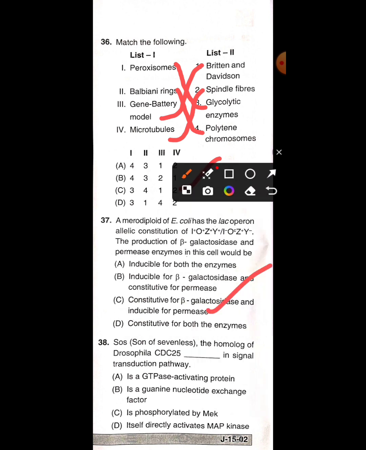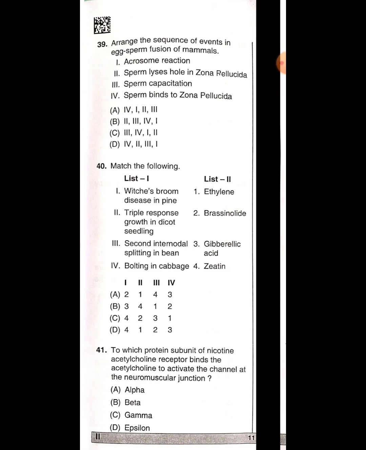I'm going to tell you the 38th question. SOS, son of sevenless, the homologue of Drosophila CDC25, in signal transduction pathway. So options are: is a GTPase activating protein, is a guanine nucleotide exchange factor, is phosphorylated by MEK itself, directly activates MAP kinase. So for this the correct answer is, it is a guanine nucleotide exchange factor. Let's see the next question.